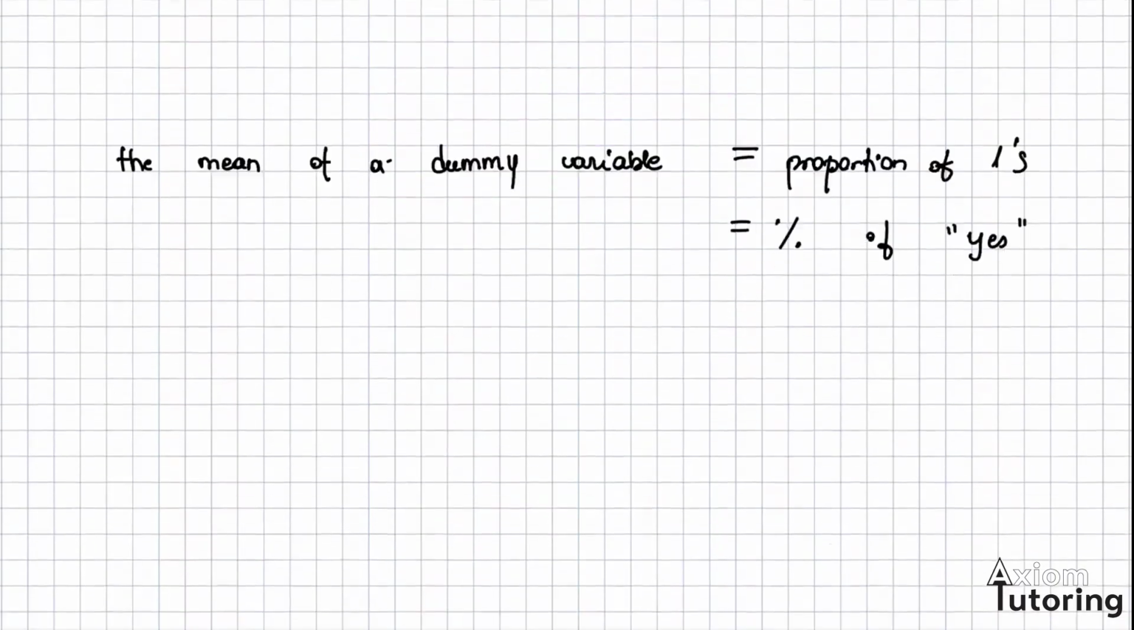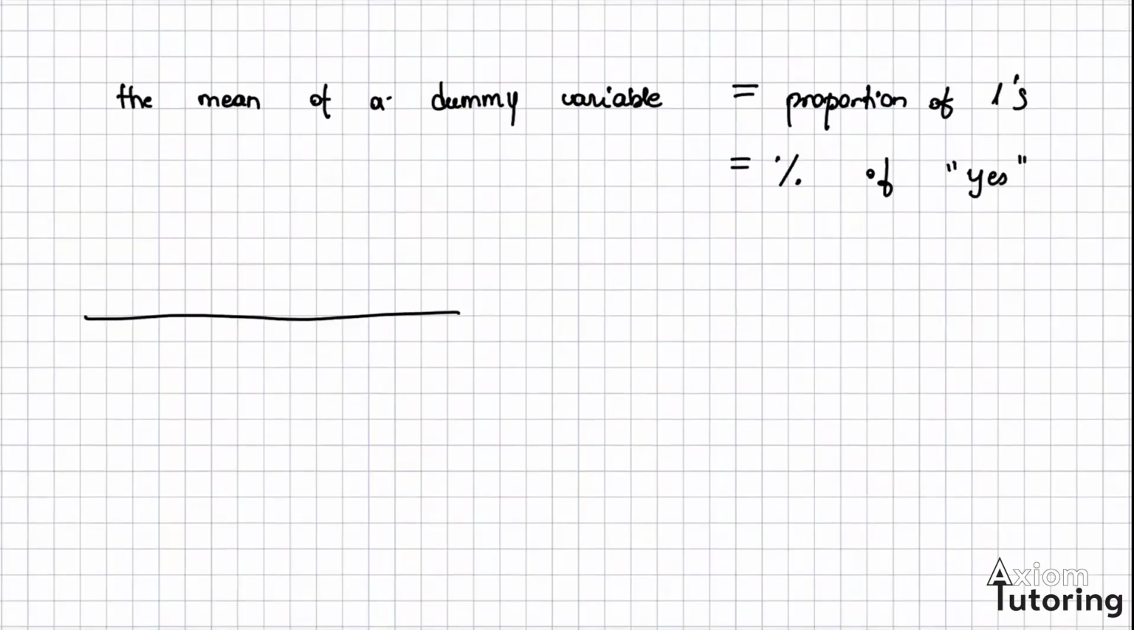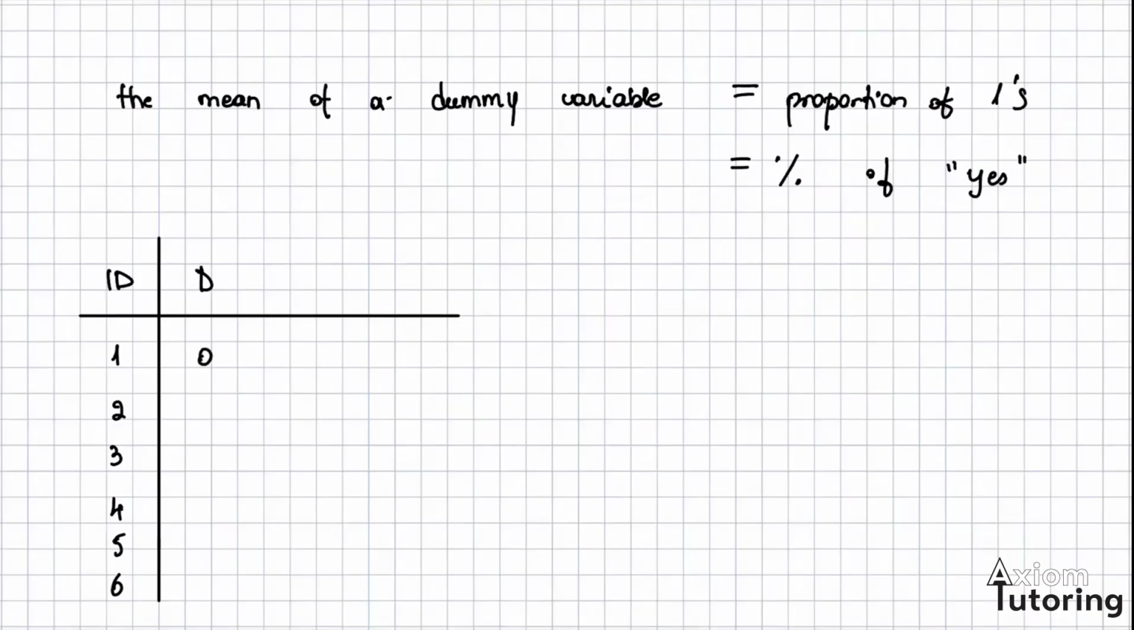For instance, let's assume that we have our little Excel spreadsheet and we've got 6 people in our data set. Let's say we've got 1, 2, 3, 4, 5, and 6 here, and we've taken information on D. Let's say D is, all over again, the employed/unemployed dummy variable. We're assuming we've got here, let's say, 0, 0, 0, 1, 0, 1.